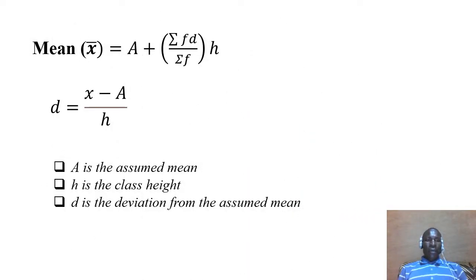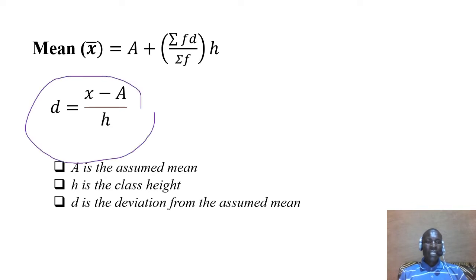Now when we look at the mean, also known as x bar, it is equal to a plus summation of fd all over summation of f, times h. Now what is a, what is d, what is h? I have explained that here. To get d, we use the formula x minus a, divided by h. A is an assumed mean, and h is the class width. Now I will explain that in the next frequency distribution table.